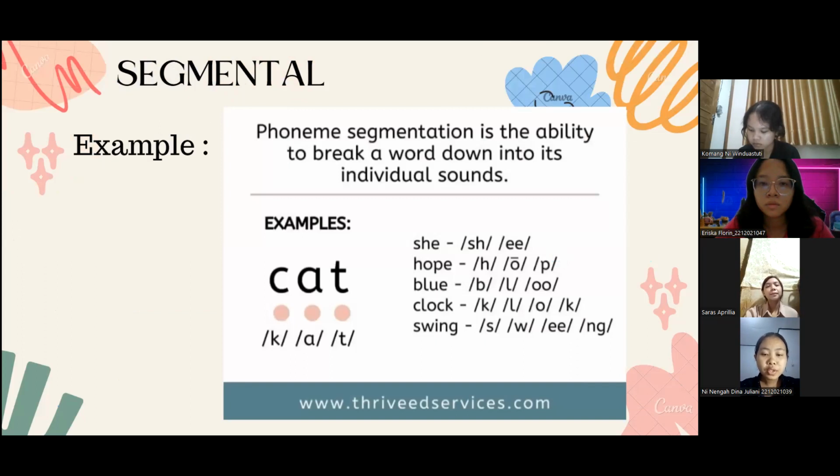Here I give you an example of what is segmental. As you can see on the screen, there are several examples. First is cat. This word cat we can break down into individual sounds like k, a, t. So these are the segments of the word, like the other examples too. So we can conclude that segmental is the ability to break a word down into its individual sounds. Next.